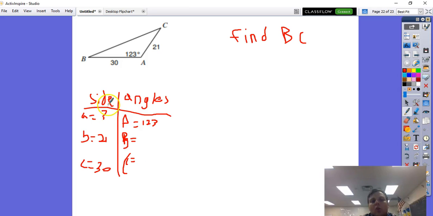You must know two sides, always. If you want to write something down to use the law of cosines, you could write down, I must always know two sides, a minimum of two sides. If you're solving for an angle, you actually have to know all three sides.